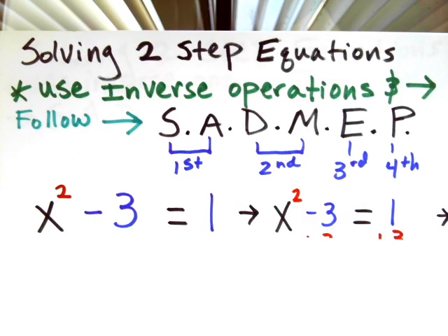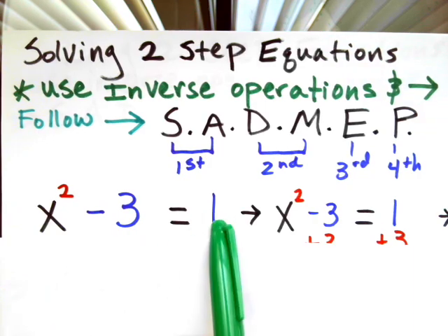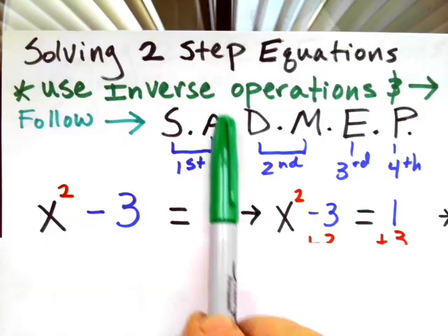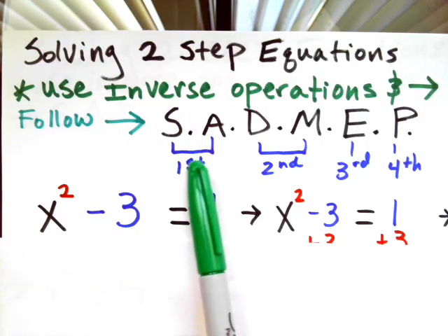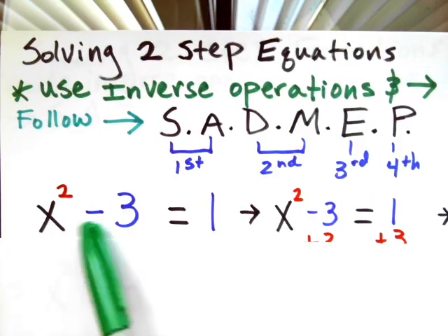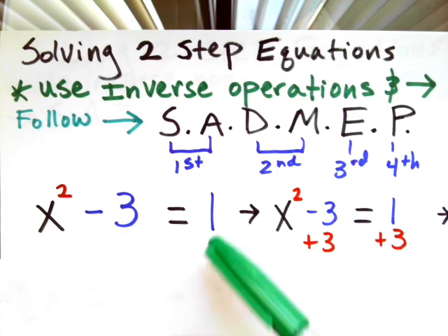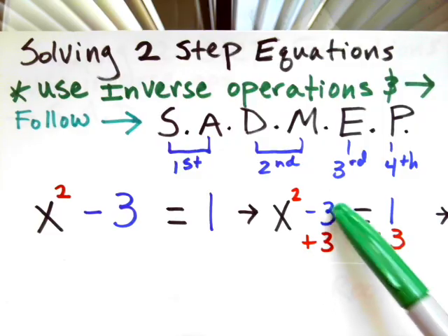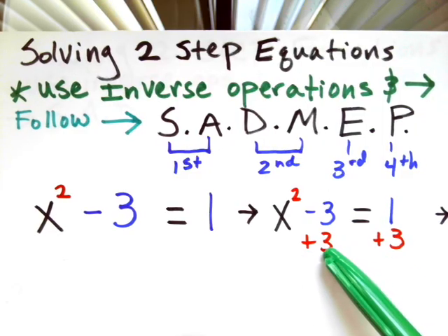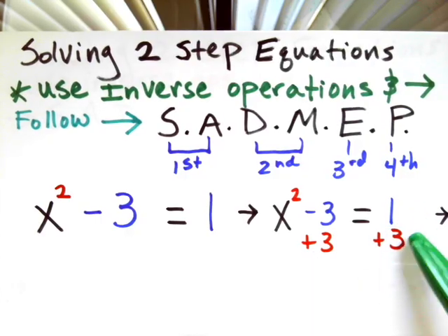And here we go. We have x to the second power minus 3 equals 1. And so the first inverse operation I want to focus on is doing the opposite of adding or subtracting. Can I do that here? I absolutely can. What is the opposite of subtracting 3? And right here, you follow the arrow. The inverse operation is adding 3. What I do to the left side of the equal sign, I have to do to the right side.